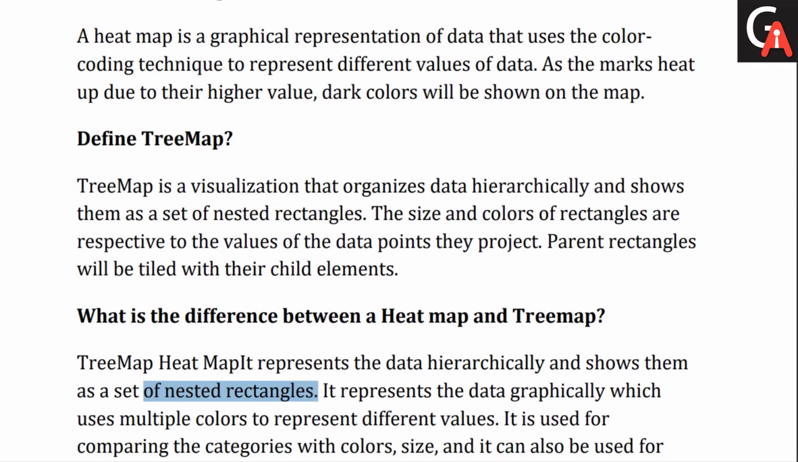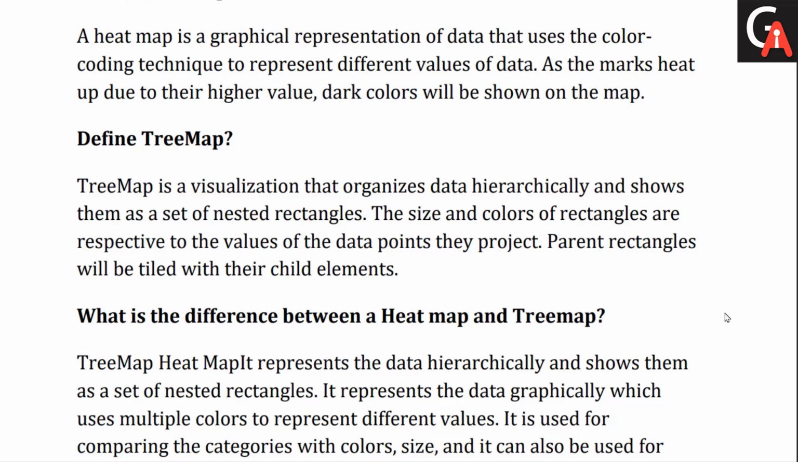Then we have a tree map. A tree map is a visualization that organizes the data hierarchically and shows them as a set of nested rectangles. The size and color of the rectangles are representative of the values of the data points they project. Parent tables will be tiled with the child elements. So this is the tree map we have.